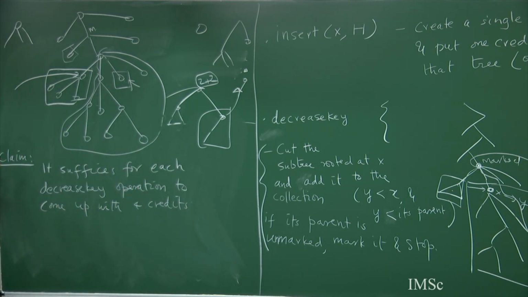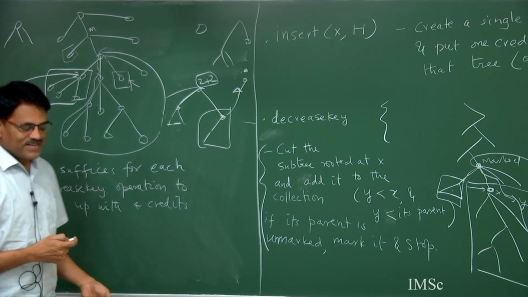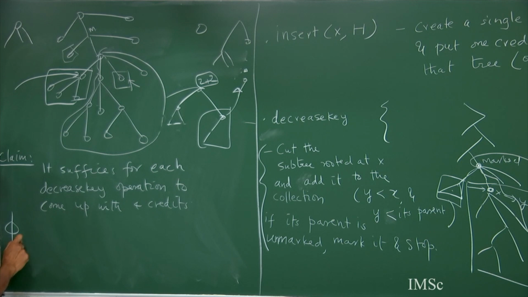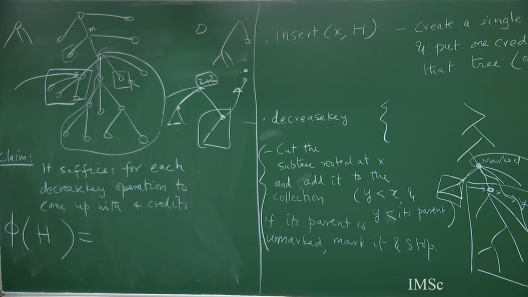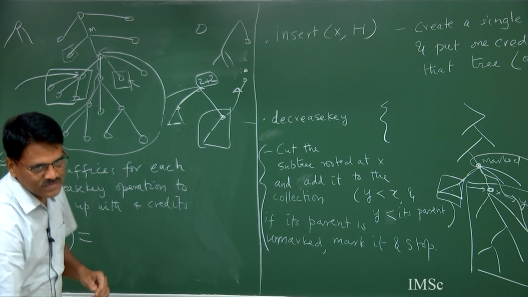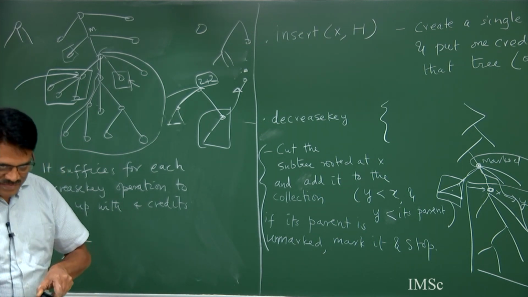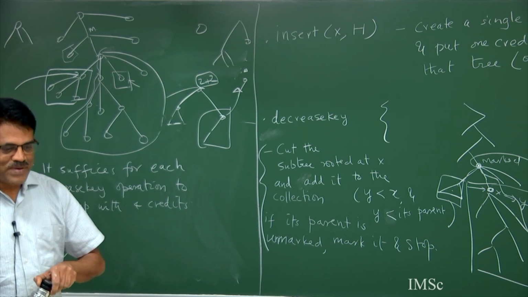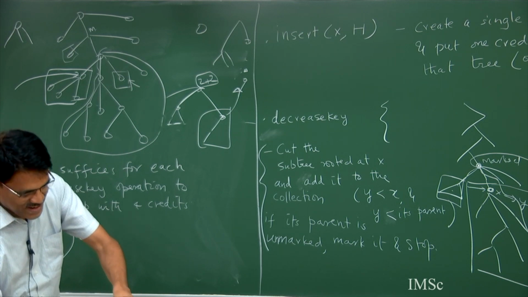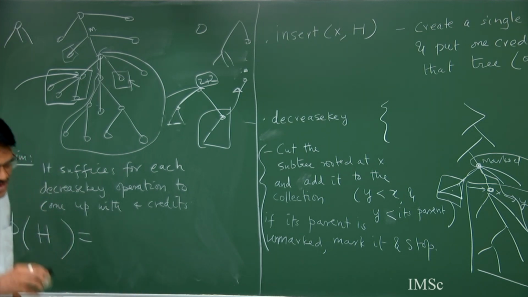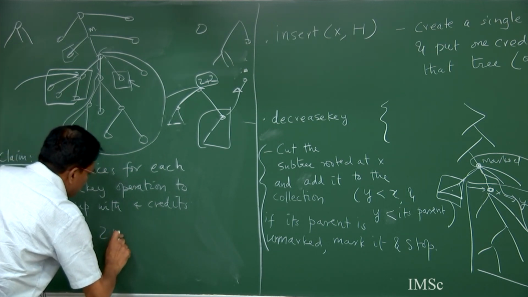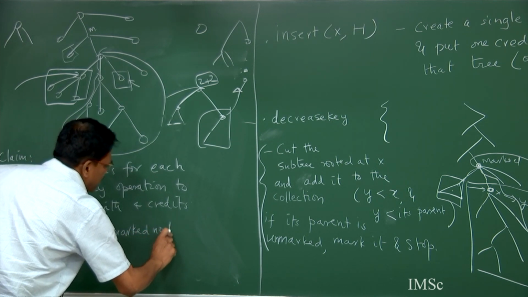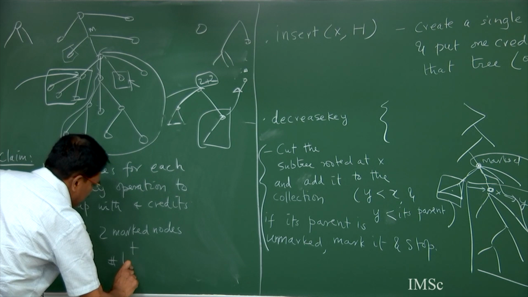So what is the invariant? The potential function on this heap, can you tell me what it is? What is the amount of credit in the forest? Plus the number of trees, right? Because remember, every tree has a credit. So twice the number of marked nodes plus the number of trees.